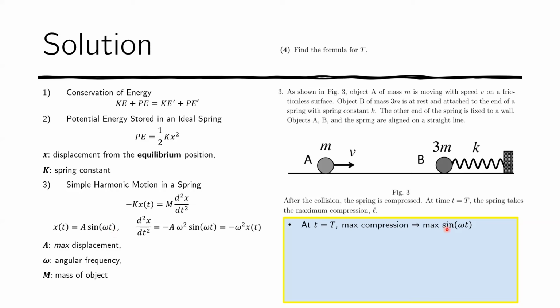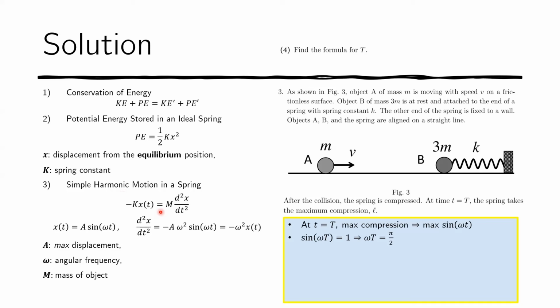What is the maximum value of sine? That's 1, right? So we're looking for the value of capital T such that sine of omega T is 1. That happens when the value inside here is pi over 2. So omega T equals pi over 2. Now we can just move the omega down to the denominator, and now we have T. And now we just need to find the value for that omega.